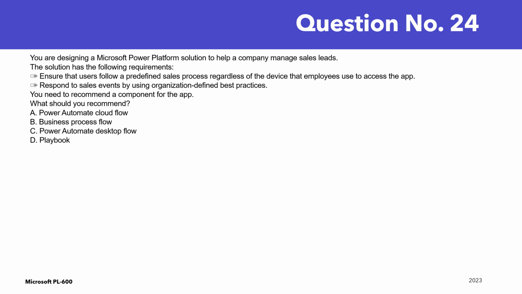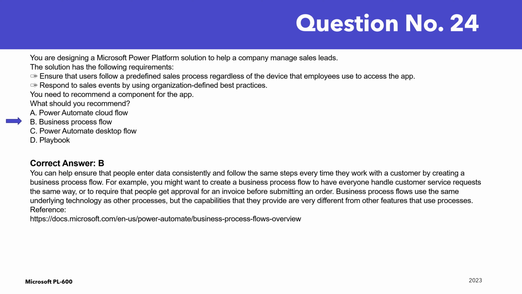What should you recommend? A. Power Automate Cloud Flow. B. Business Process Flow. C. Power Automate Desktop Flow. D. Playbook. Correct answer: B.